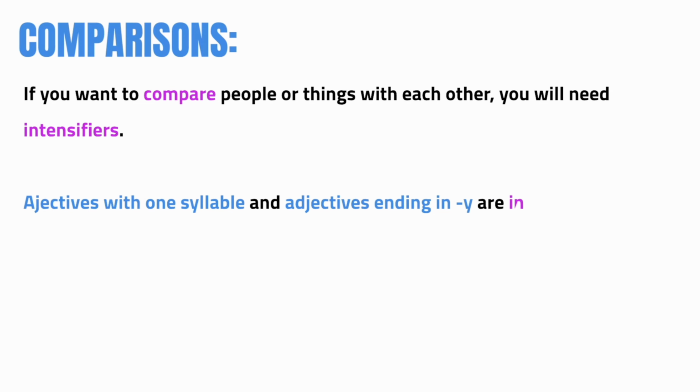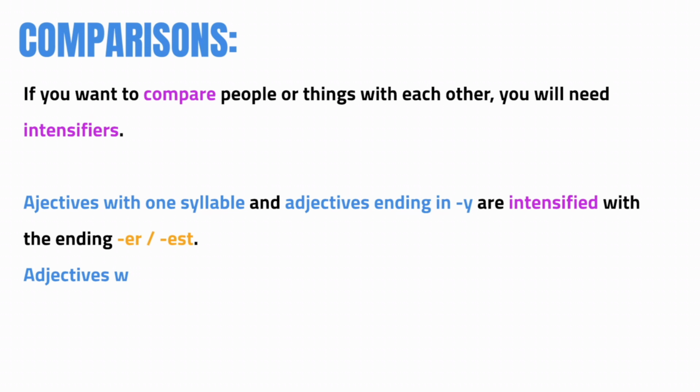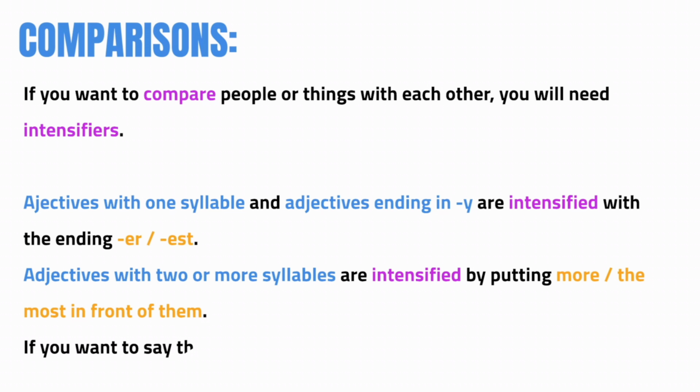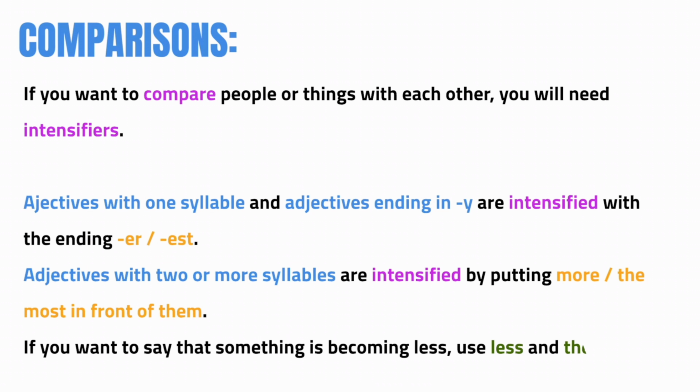Now let's talk about comparisons. If you want to compare people or things with each other, you will need intensifiers. Adjectives with one syllable and adjectives ending in y are intensified with the ending er or est. Adjectives with two or more syllables are intensified by putting more or the most in front of them. If you want to say that something is becoming less, use less and the least.